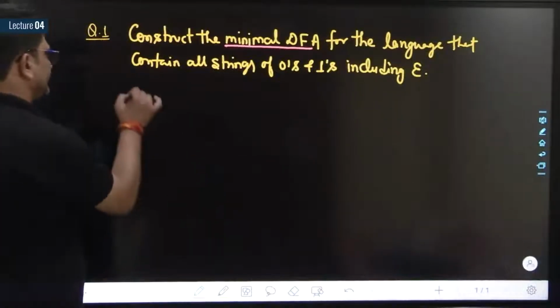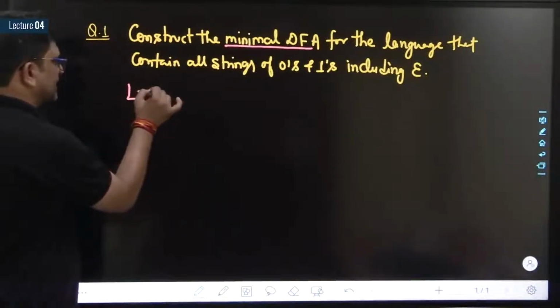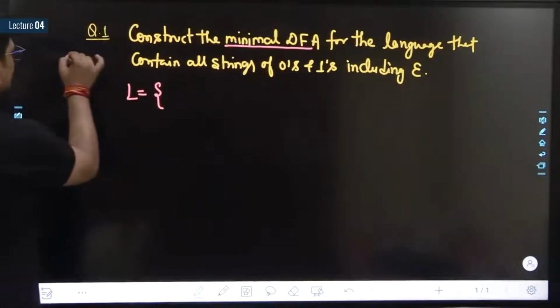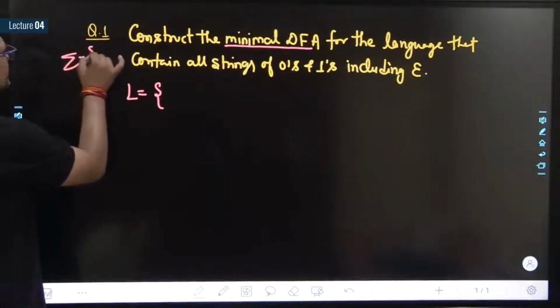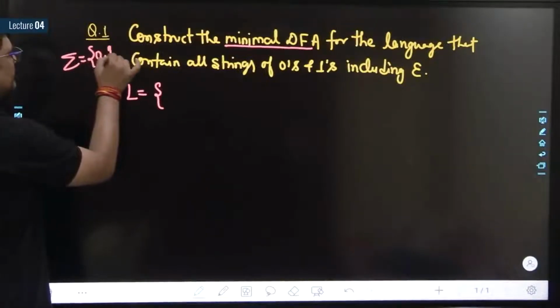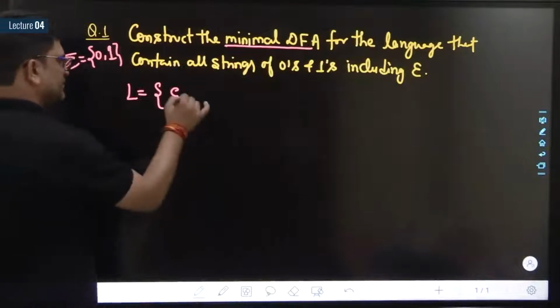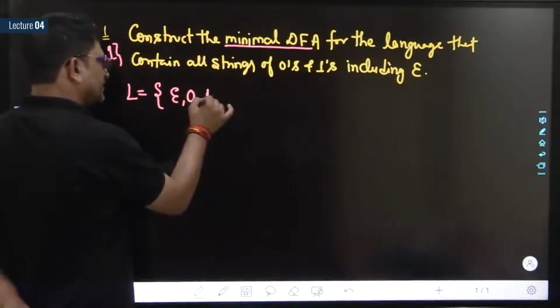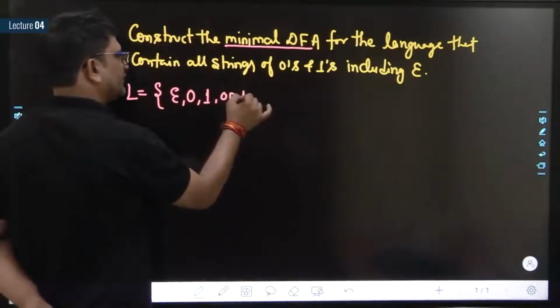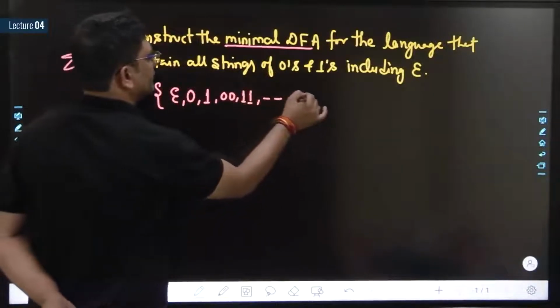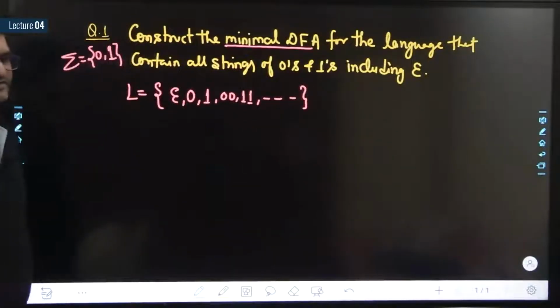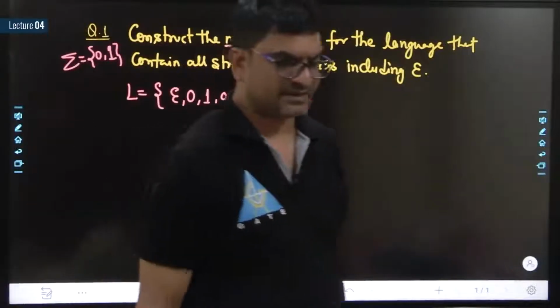Then first we will write what the language is. What is the input alphabet? The input alphabet is 0 and 1. What is the language? It includes epsilon, 0, 1, 00, 11, any combination of zeros and ones. Clear?